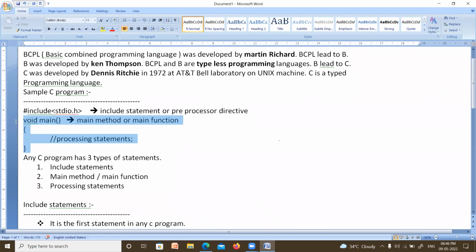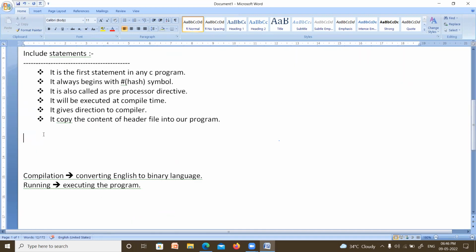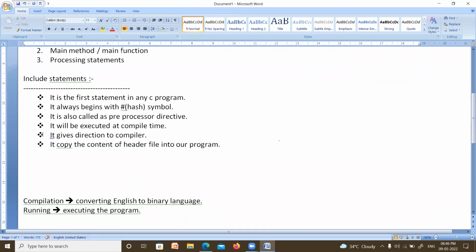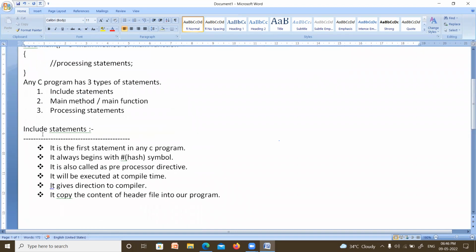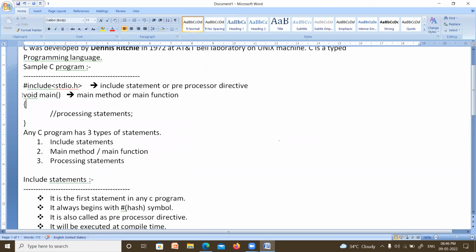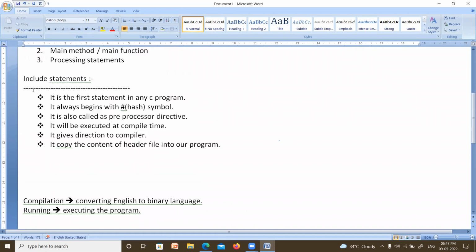Now, why do we have to write this main method? There are so many statements in the program. At which line should the compiler start the program? That is very, very important. The compiler always starts the execution from the main method. So it is a compulsory method. You should write a main method compulsorily.